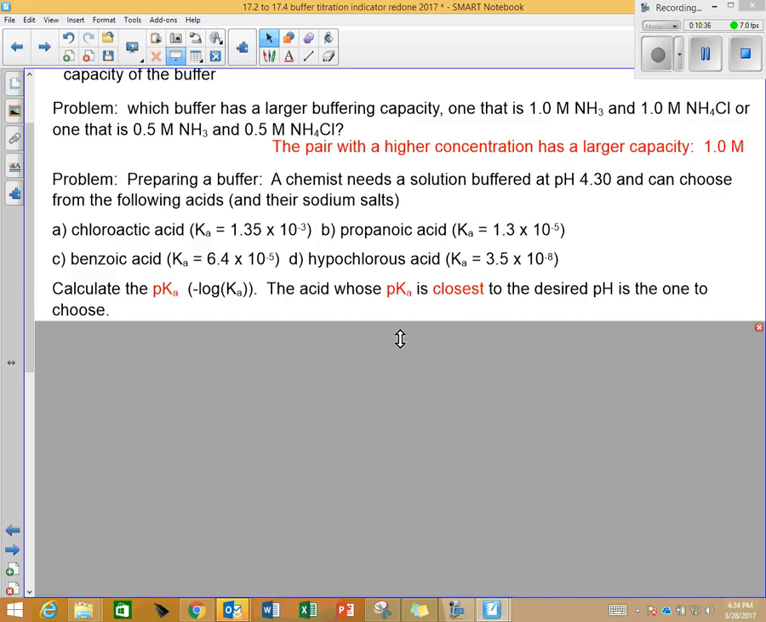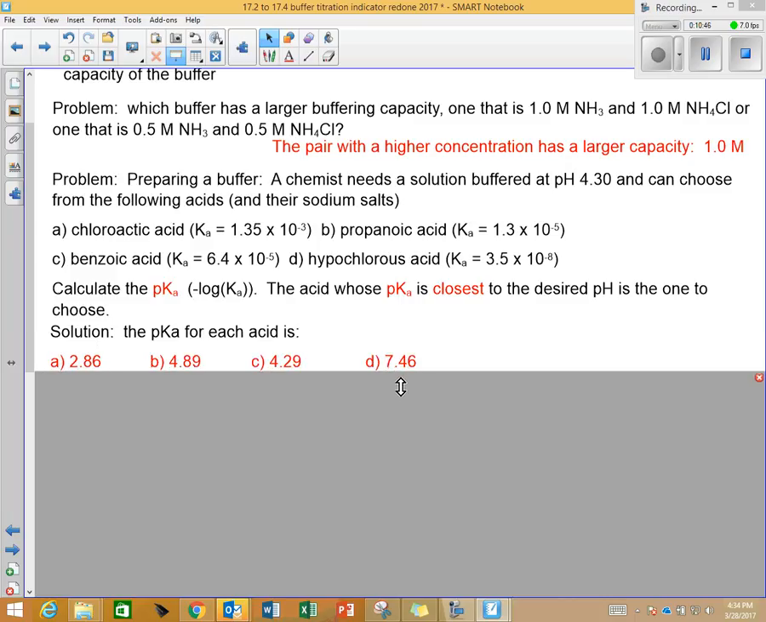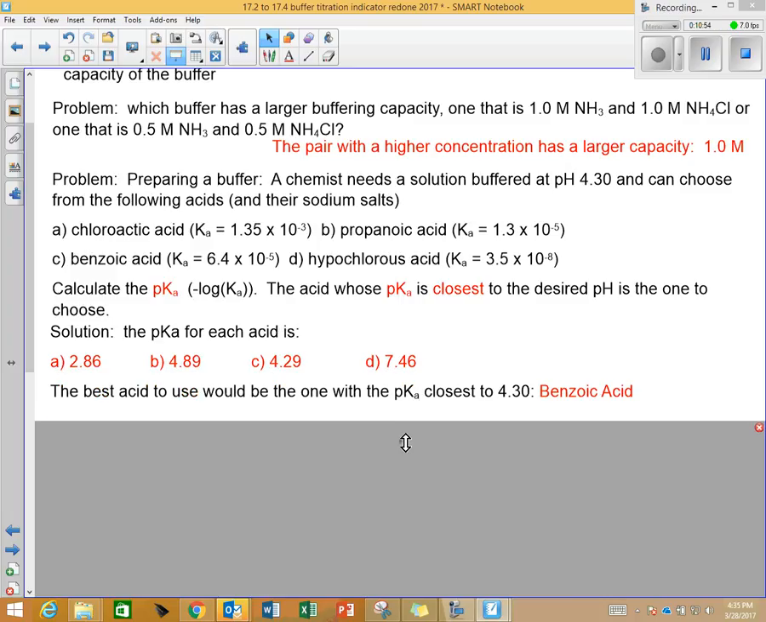I'm about to show you what the calculations are, but you should probably check to make sure you're doing this properly. You're just doing negative log of each of these numbers. This is what you should get. We want the one closest to 4.3, so we pick C, benzoic acid. There we go.